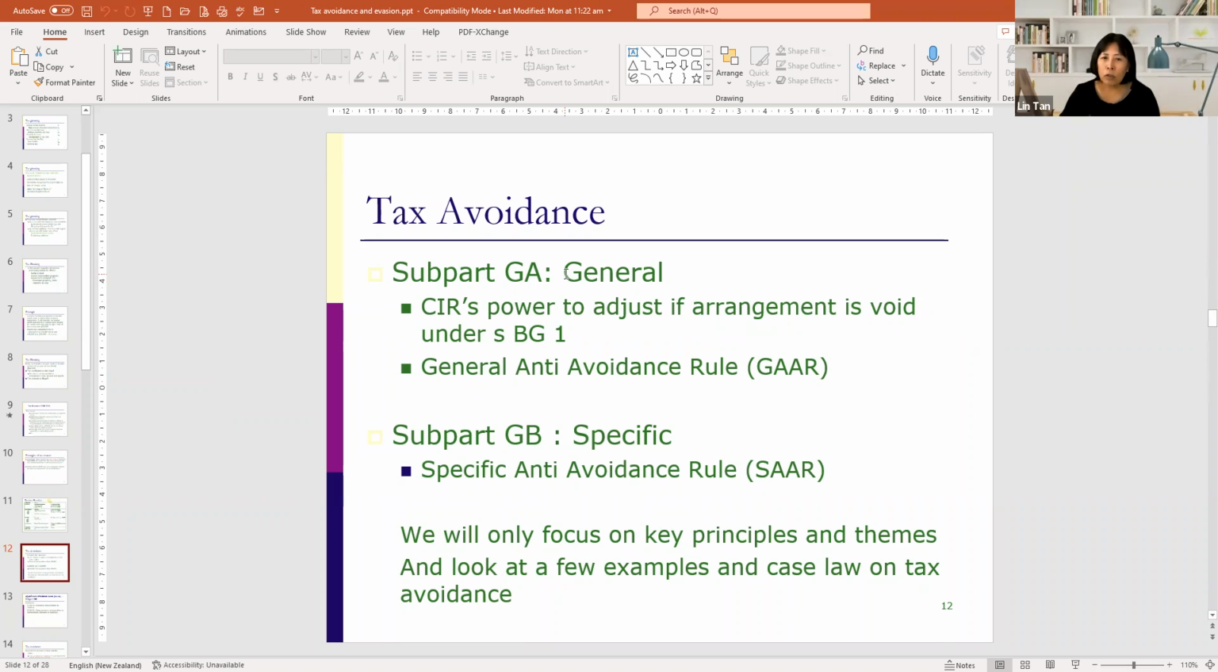One of the categories is termed the general anti-avoidance rule. And we have another category which is called the specific anti-avoidance rules. We'll just look at the key principles and themes. For the specific anti-avoidance rules, there are numerous of them within the Income Tax Act, and we have specific ones for different regimes, even fringe benefit tax. There is a specific anti-avoidance rule on fringe benefit tax and many others, pointed out as applying to a particular regime. The general one allows the Commissioner of Inland Revenue to adjust if the arrangement is void, and this falls under the general anti-avoidance rules.